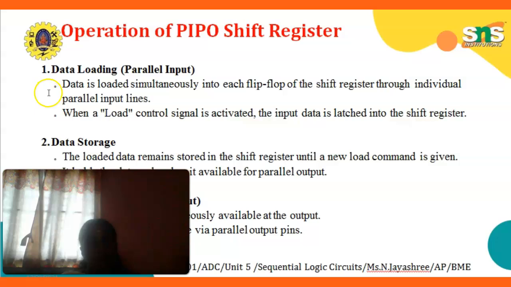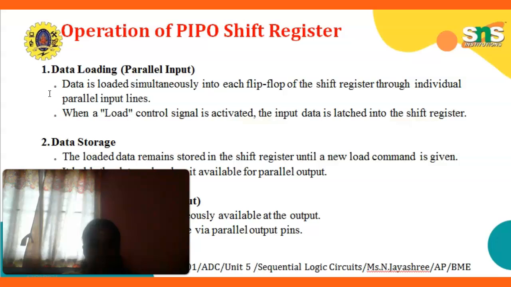Next, the operations of PIPO shift register. There are three main operations: number 1, data loading; number 2, data storage; number 3, data output. So number 1, data loading. Data is loaded simultaneously into each flip-flop of the shift register through the individual parallel input lines. When a load control signal is activated, the input data is latched into the shift register.